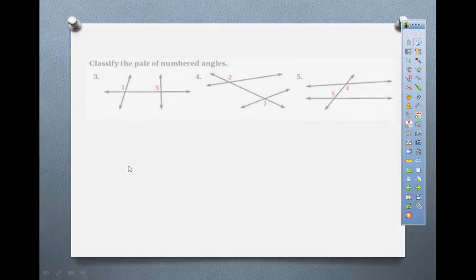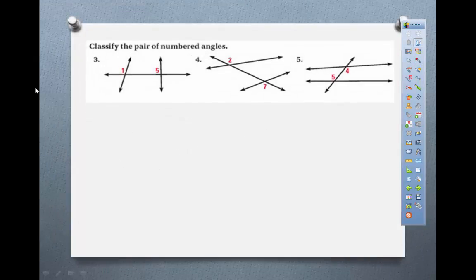Anyhow, let's go ahead and try it on your own here. See if you can identify the types of angles here. I'll let you go first. About 30 seconds here, and then I'll give you the answers. See if we come up with the same thing.